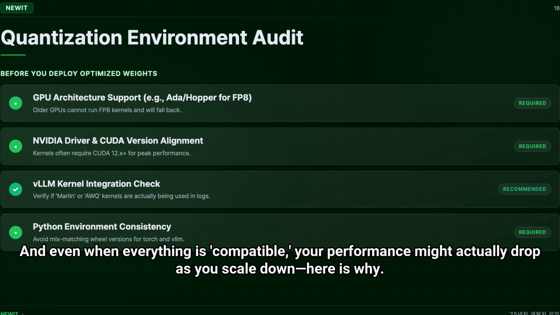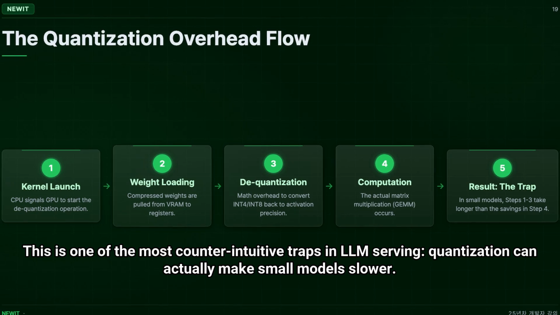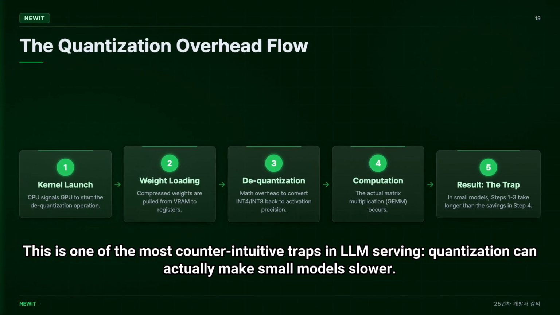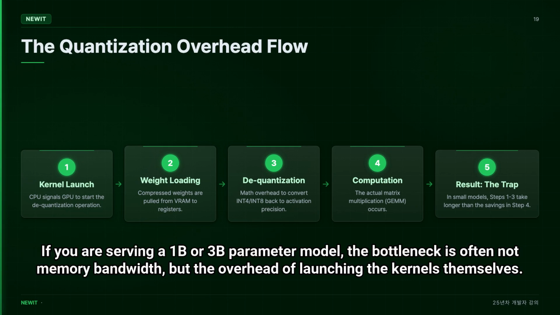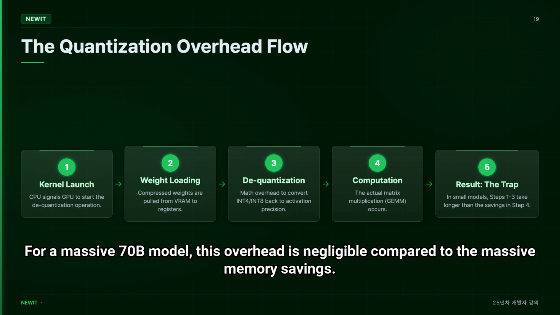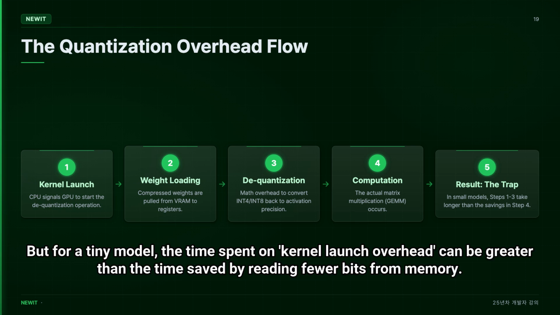And even when everything is compatible, your performance might actually drop as you scale down. Here is why. This is one of the most counterintuitive traps in LLM serving. Quantization can actually make small models slower. If you are serving a 1B or 3B parameter model, the bottleneck is often not memory bandwidth, but the overhead of launching the kernels themselves. Every time a layer is processed, the GPU has to load the quantization parameters and dequantize the weights in real time. For a massive 70B model, this overhead is negligible compared to the massive memory savings.